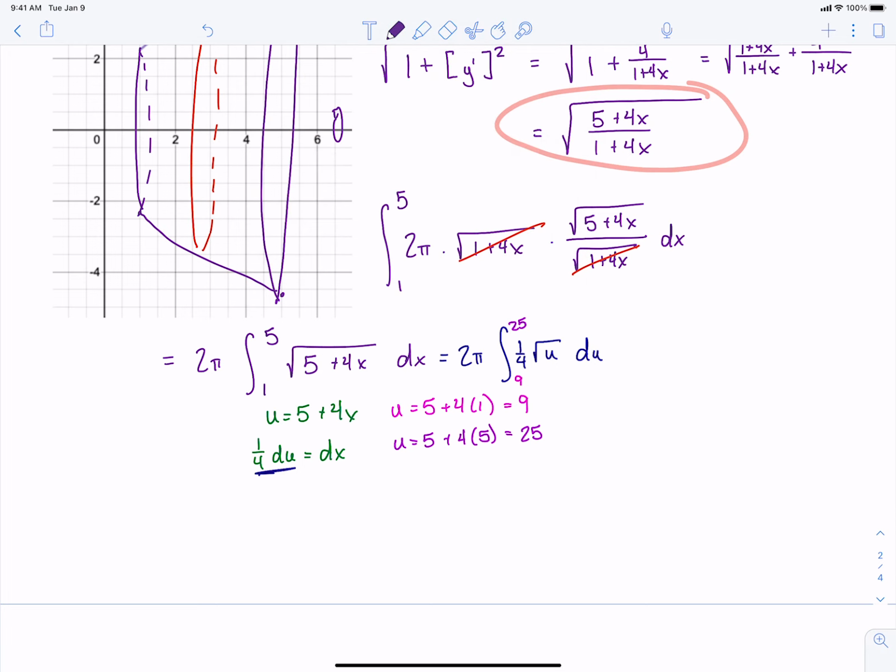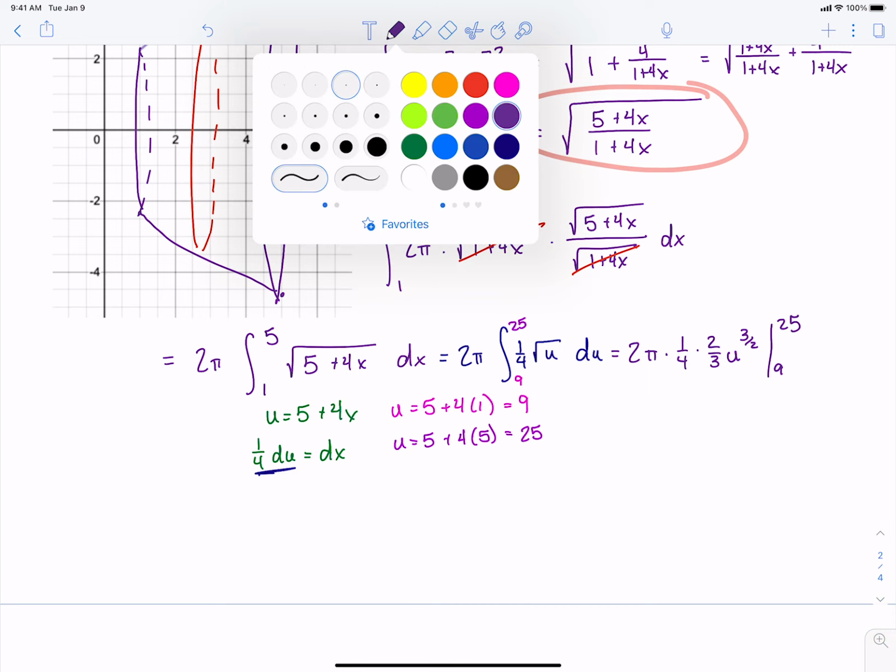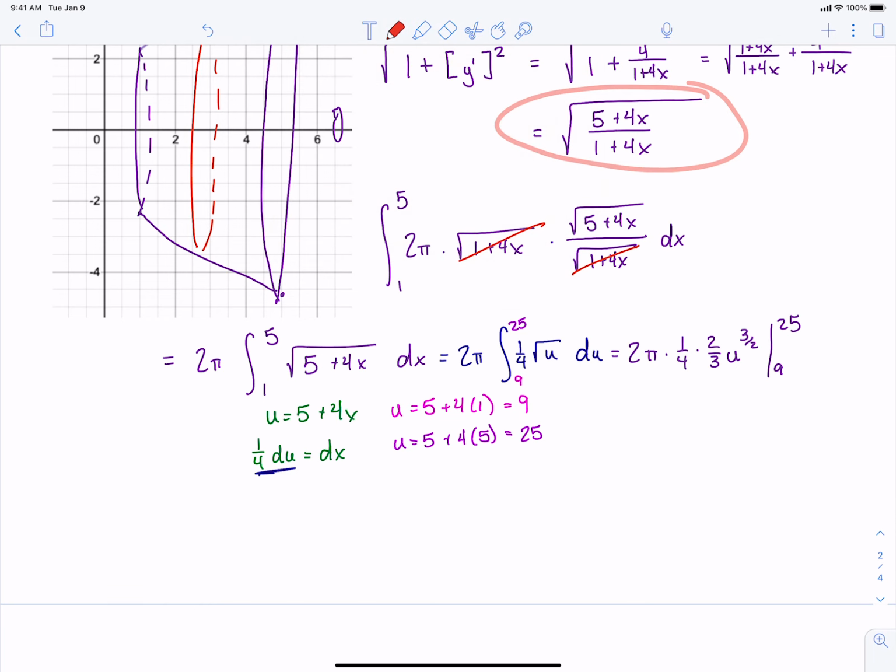So our integral, we're going to get what? 2 pi times 1/4 times, we're also going to get a 2/3, and we're going to have u to the 3/2 from 9 to 25. Because we changed our limits of integration, we don't have to substitute back. And if you take a look at our coefficients, we've got a 2 right there, a 2 right there, and a 4 on the bottom. So all of that cancels, and we're left with pi over 3 u to the 3/2 from 9 to 25.